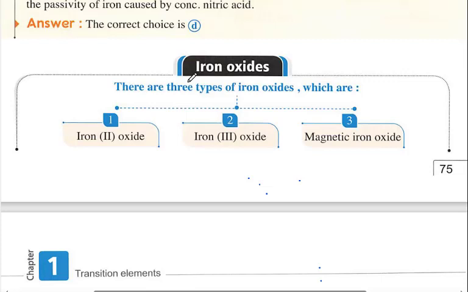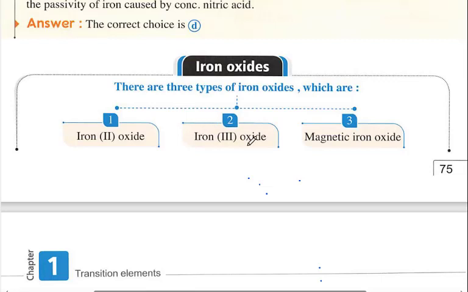Iron oxides are three types of oxides. One of them is ferrous oxide or iron 2 oxide, the other is iron 3 oxide, and the third one is magnetic iron oxide. Concerning the color, iron 2 oxide is black, magnetic iron oxide is black, and iron 3 oxide or ferric oxide is red.